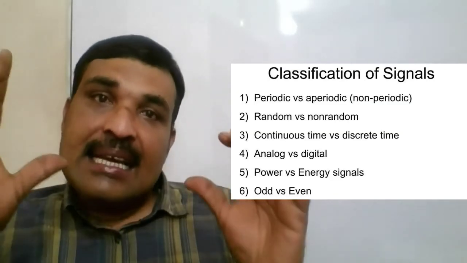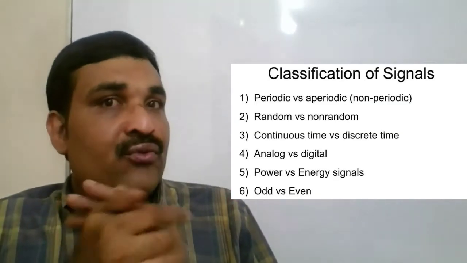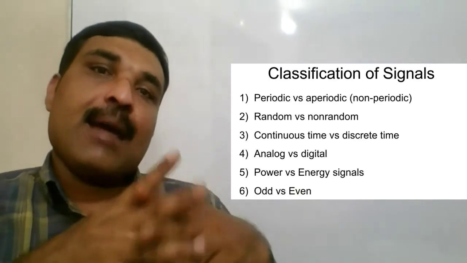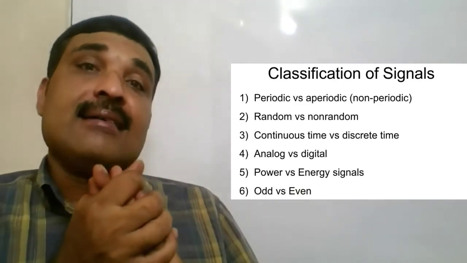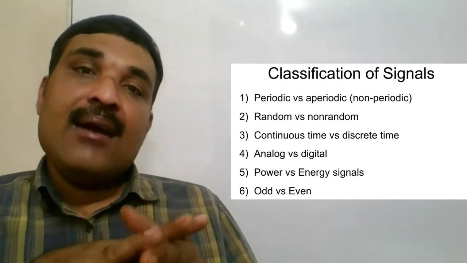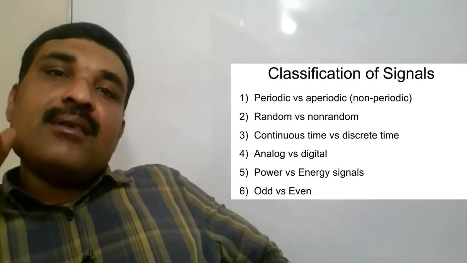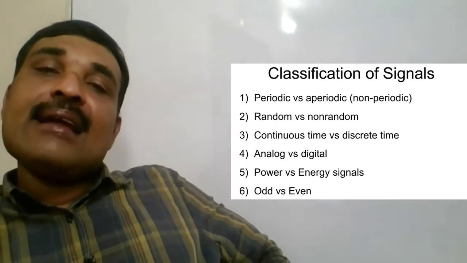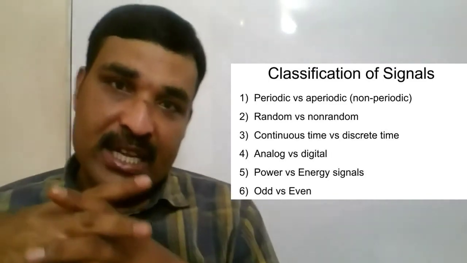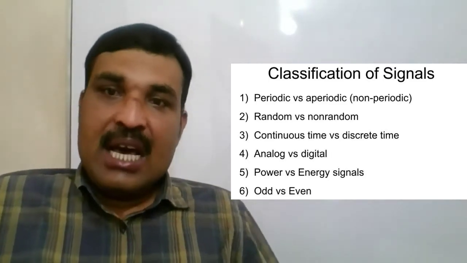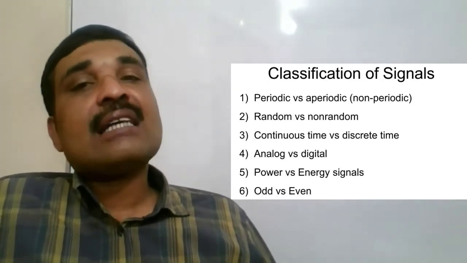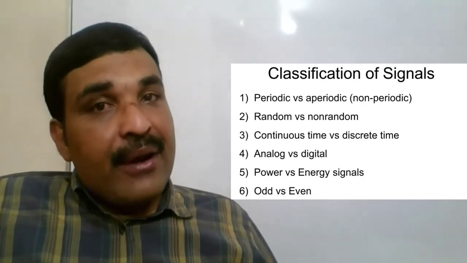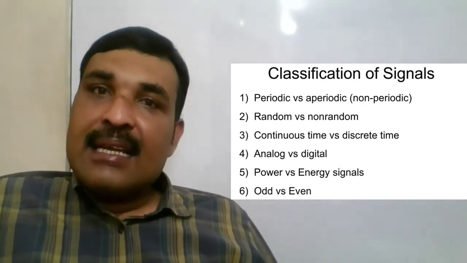So major classification of signal is periodic versus non-periodic signal. Non-periodic signal is also called as aperiodic signal. Periodic signal means after a regular interval of time, the signal repeats itself. For example, a sinusoidal signal, sin omega t, cos omega t. So after a period of 2 pi seconds, the signal will repeat.